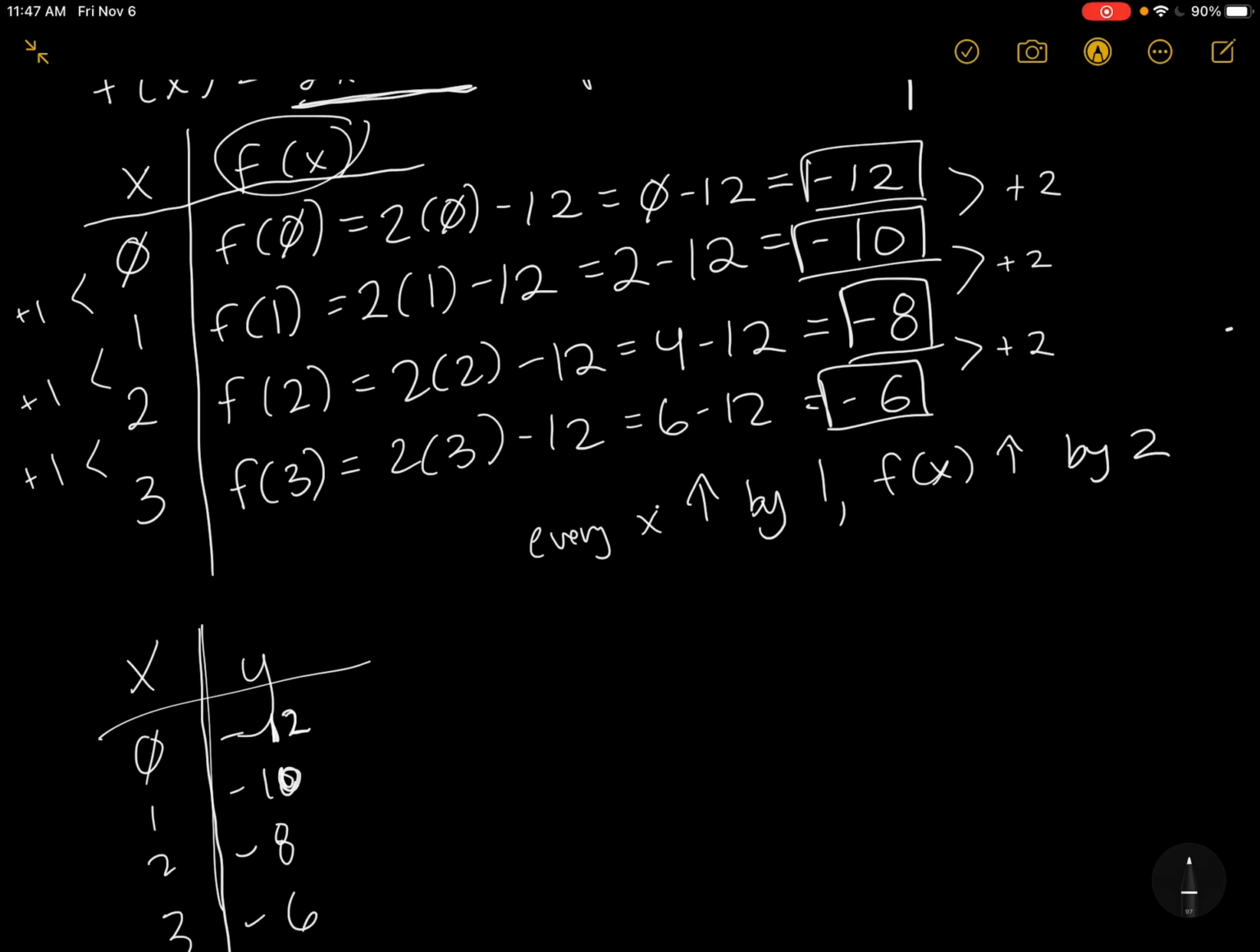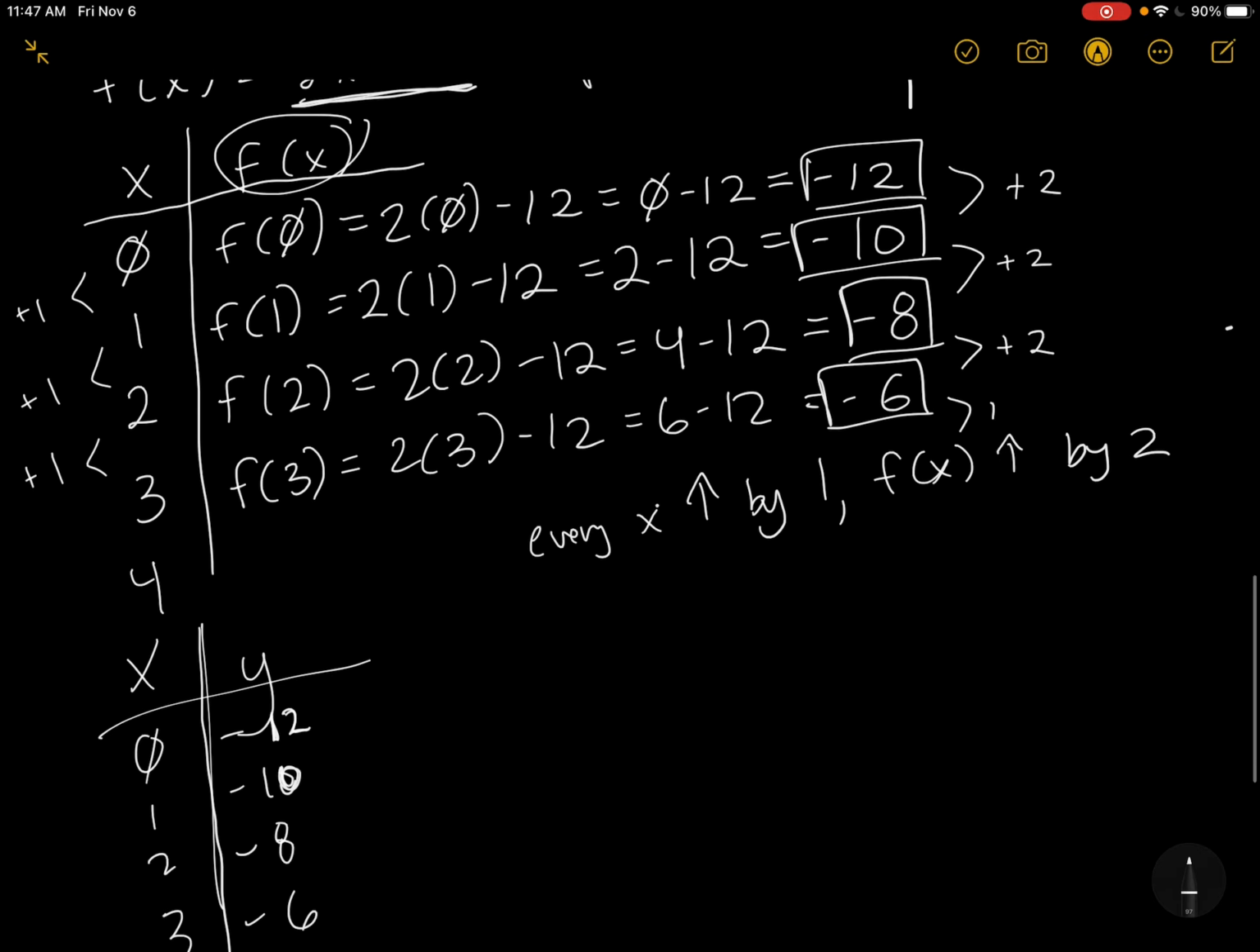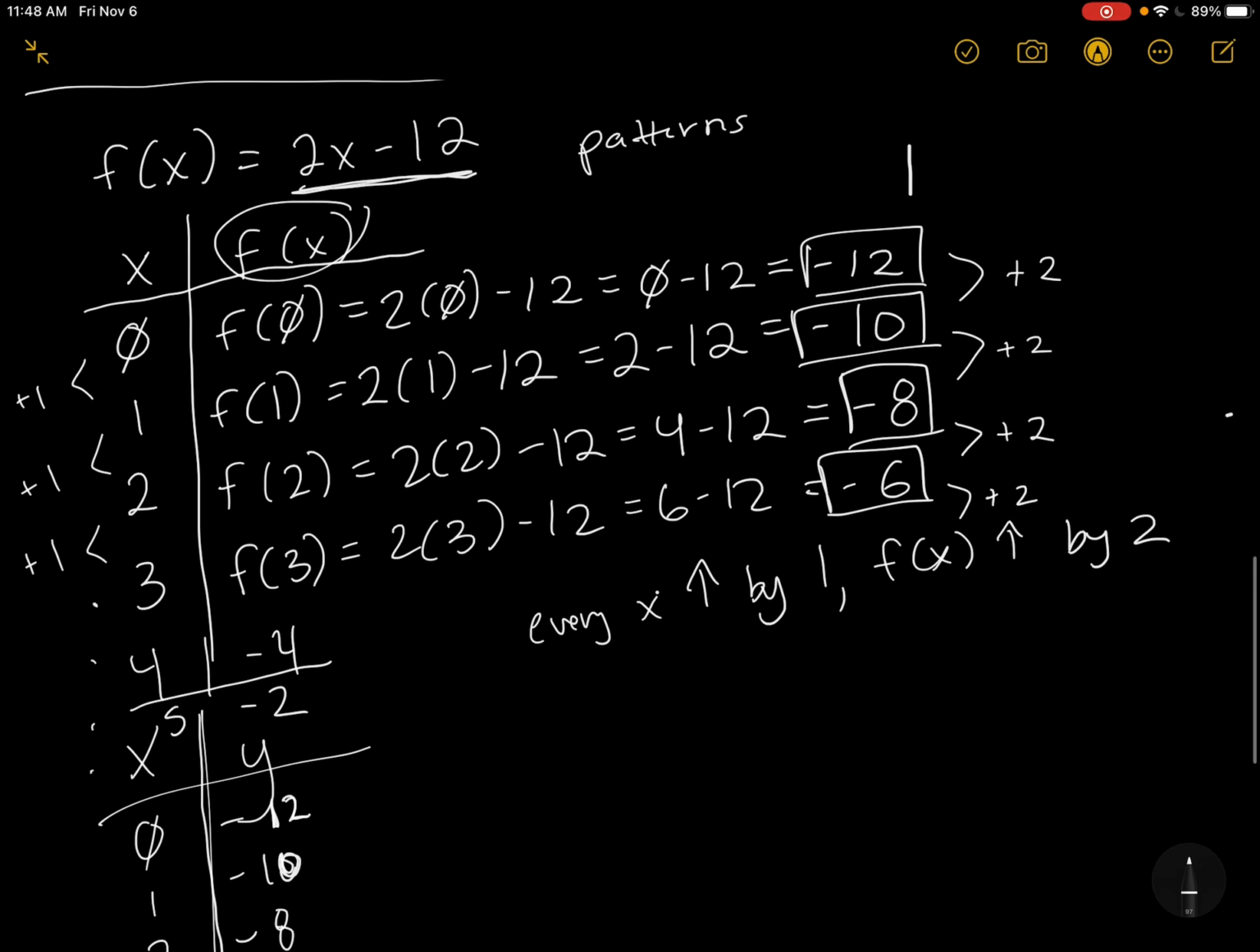Right, so once I figured out the pattern, I could just keep filling this table out, right? So if I had a 4, then if I use this pattern, then I know my next one's just going to be negative 4, right? If I wanted to keep going, sorry, it's kind of running out of room, 5, then it would be negative 2, right? We could keep going. I can use this pattern to predict the next values for x, right? So these patterns are really important. We use them all the time.